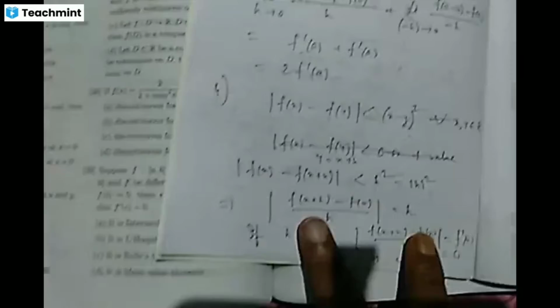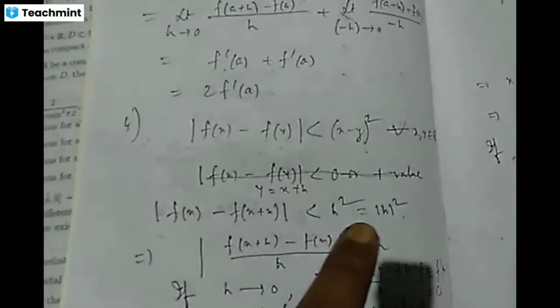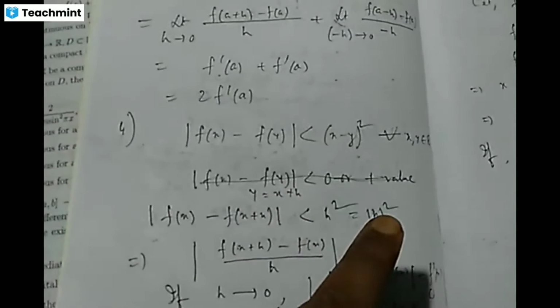belonging to real numbers. So we can write that mod of f(x), we let y be equal to x plus h. So mod of f(x) minus f(x plus h) is less than or equal to h square. You can write down mod of h square. Both are equal. Because of the square, we can write h square is equal to mod of h square.